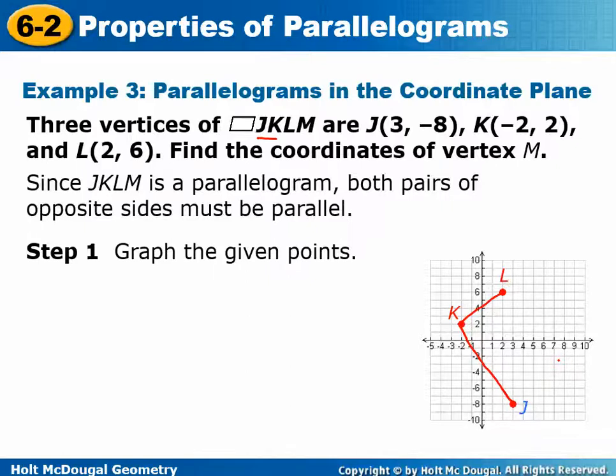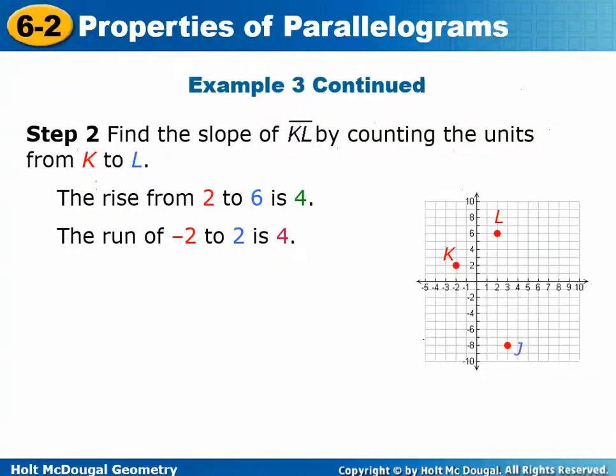That's what we're supposed to try to find. So M we can figure out is going to be somewhere over here. So we know that opposite sides must be parallel. I know that KL has to be parallel to JM, and KJ has to be parallel to LM. That's going to help us because if I could find the slope from K to L, let me draw that line back in there. So the slope is rise over run. So I'm going to go 1, 2, 3, 4 is my rise.